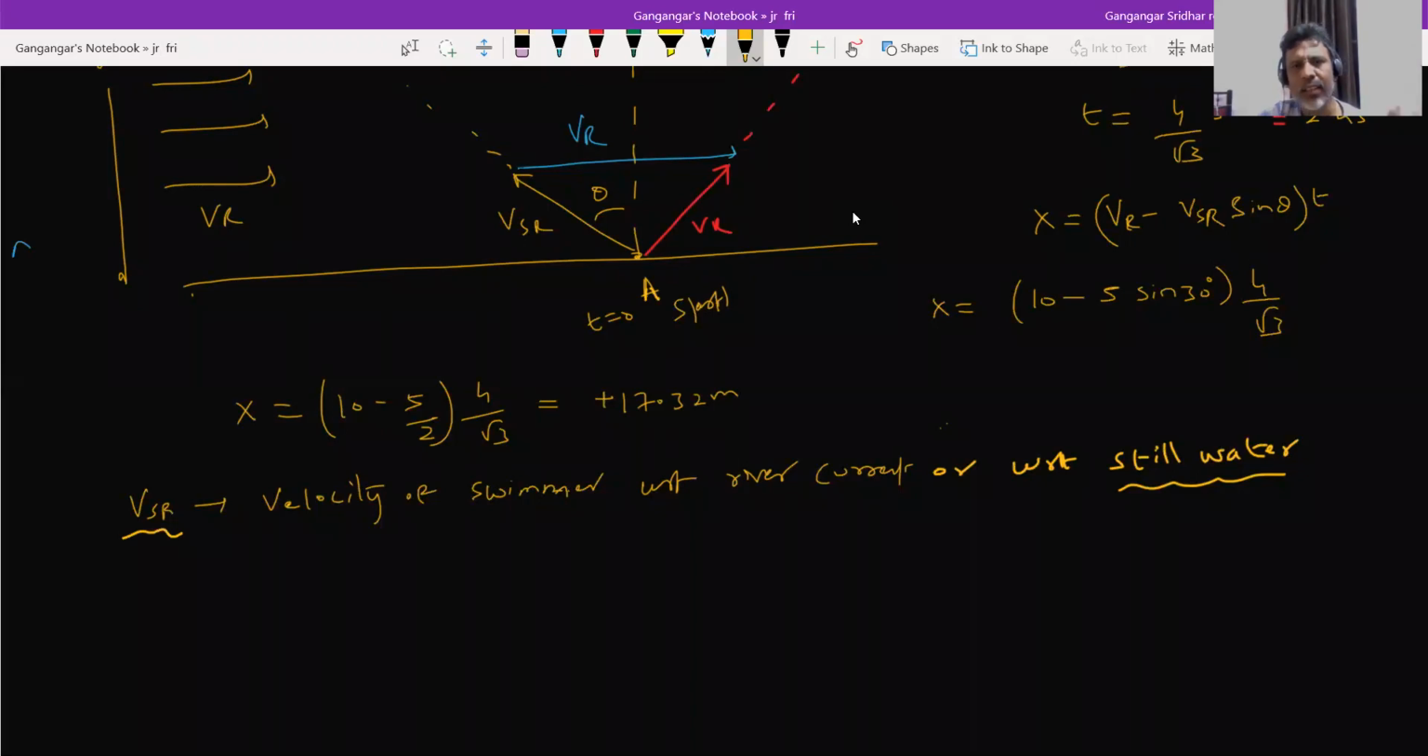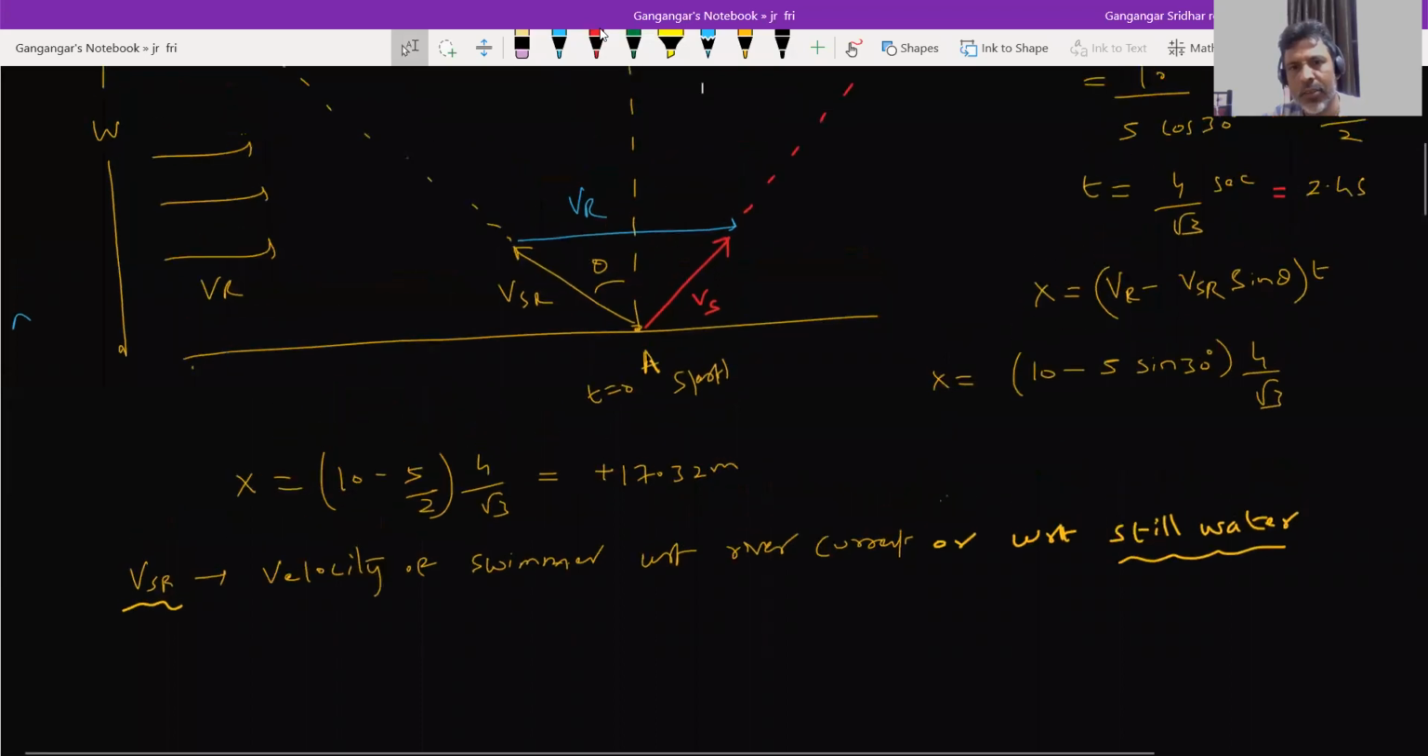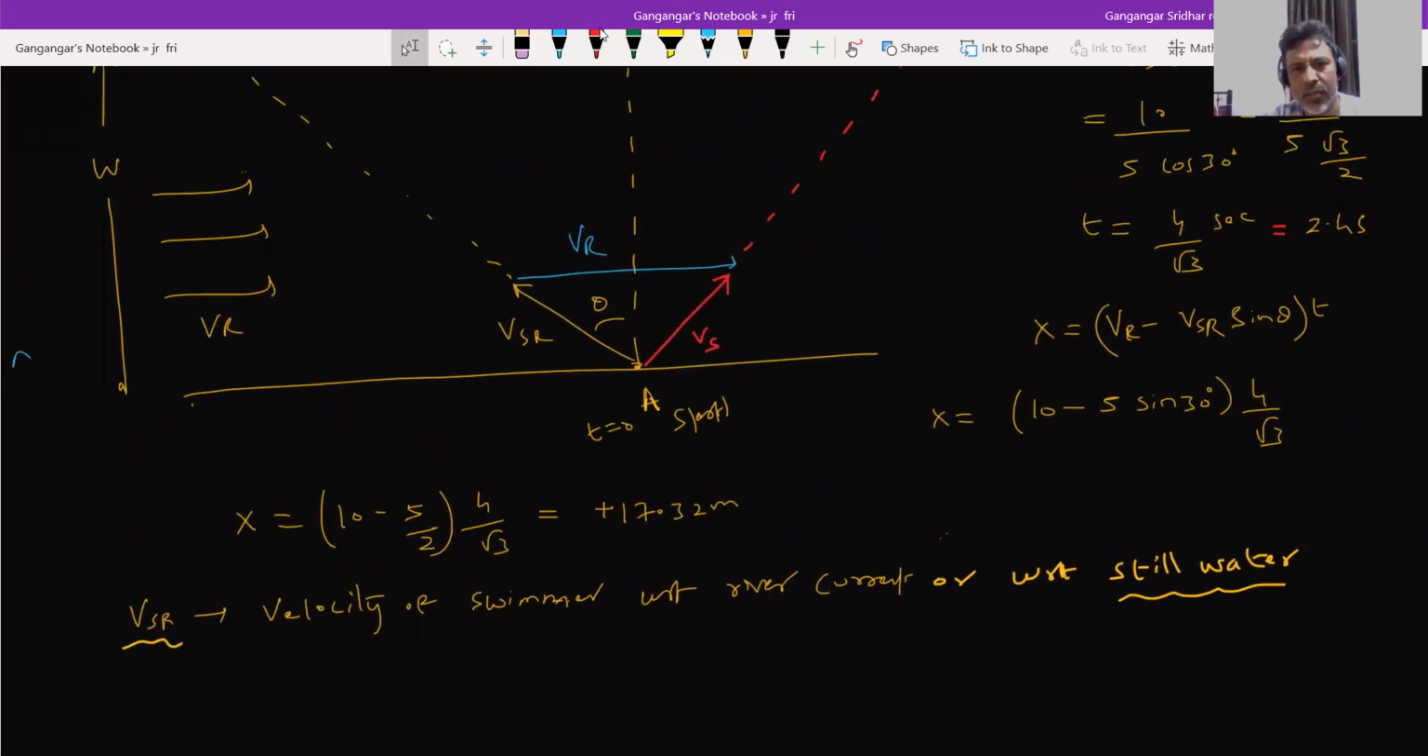Any reason for that? See, what is this? This is VS. Look at this one. What is VS? Velocity of swimmer with respect to ground. What is VSR? Velocity of swimmer with respect to river. And if you stand on the bank, how do you feel? River flowing towards right. So this is one thing. You have plenty of numericals, instead of writing like this, with respect to river current, they're saying still water. So don't get confused here. Both are one and the same.